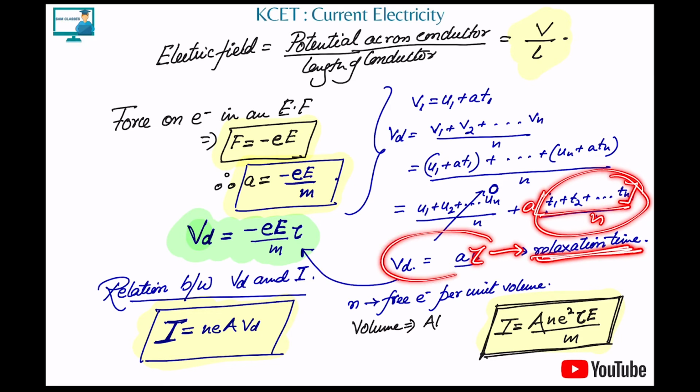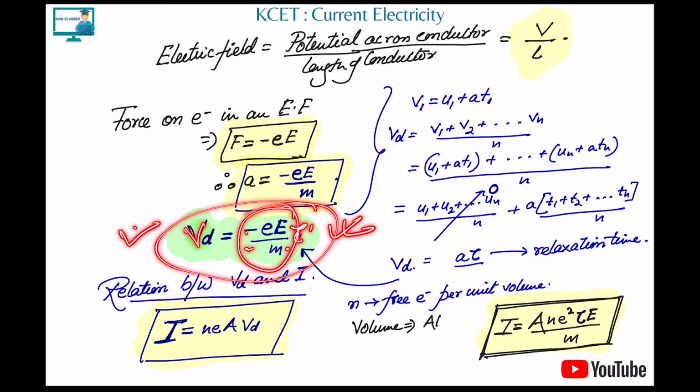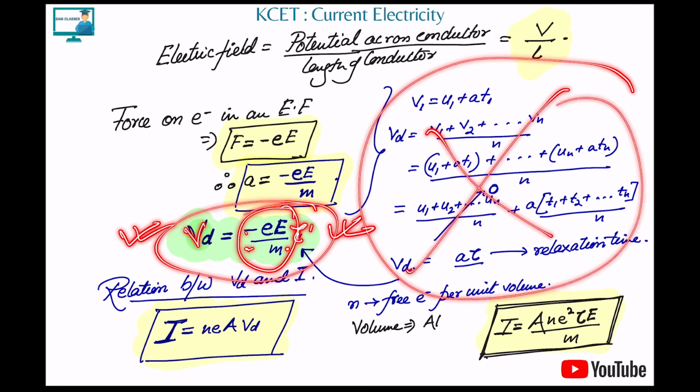So Vd is equal to a tau, and a is equal to minus eE by m, so Vd is equal to minus eE tau by m. Very important formula, you have to write this down. Even if you don't care about the derivation, we don't need that much; I just gave it for the explanation's sake. This part is important.